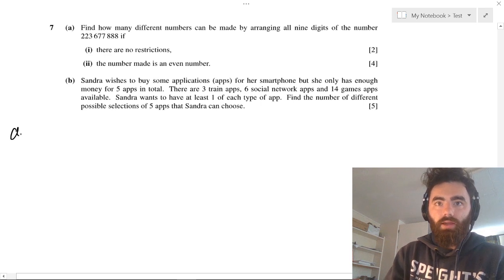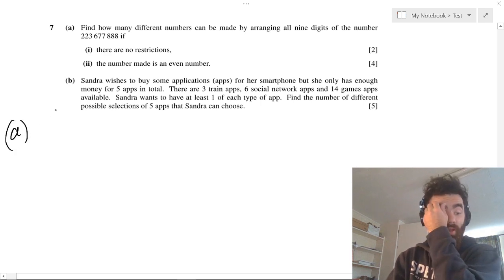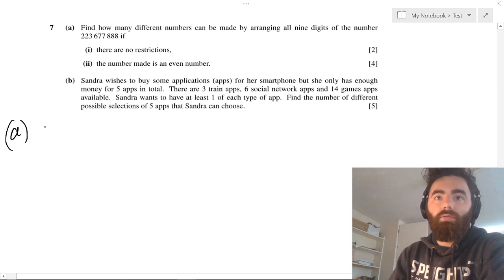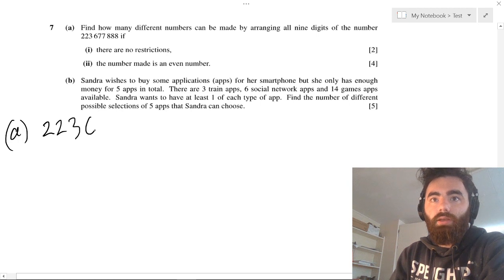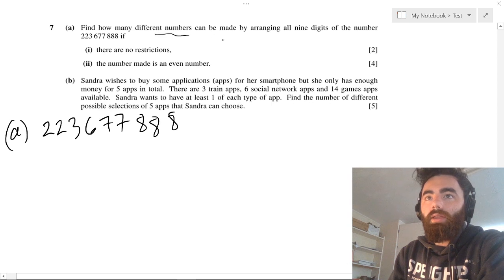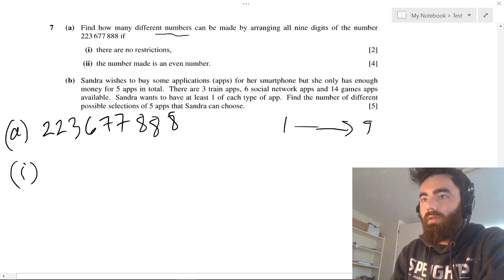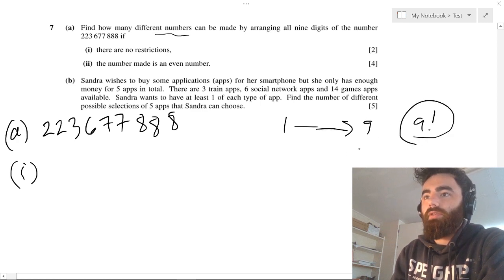Righto, so A. Okay, this is combinations and permutations. So we have this number 2, 2, 3, 6, 7, 7, 8, 8, 8. How many different ways can these 9 digits be arranged if there are no restrictions? Well, if there are no restrictions, let's think about it like this. If you had 1 to 9, and there were no double ups, it would just be 9 factorial. It would just be how many ways you can arrange 9 different things.